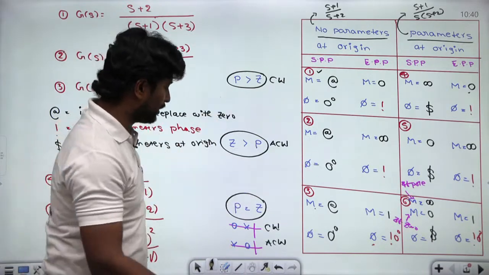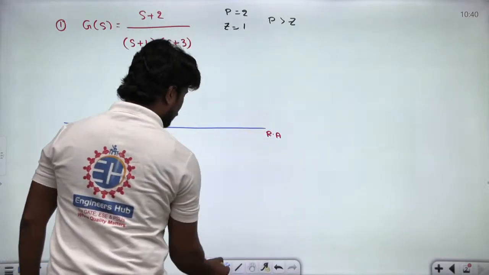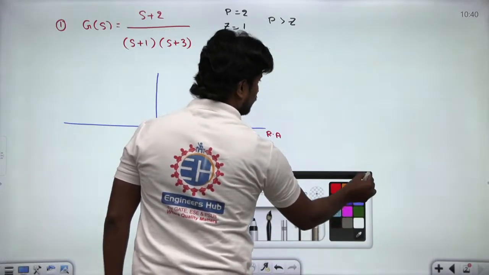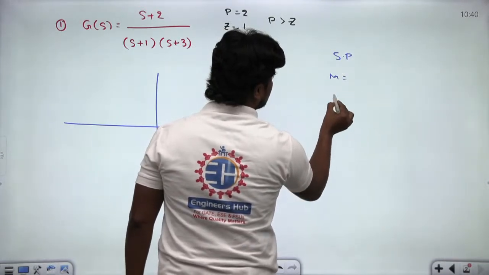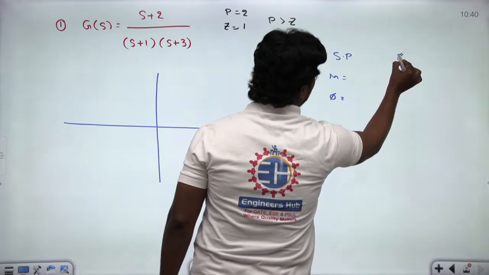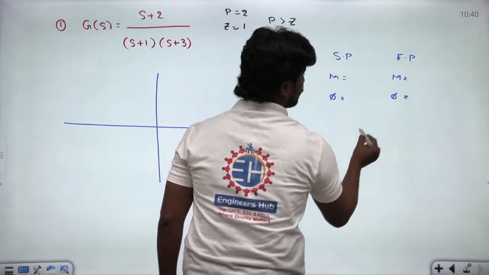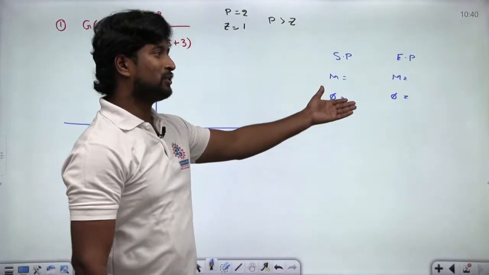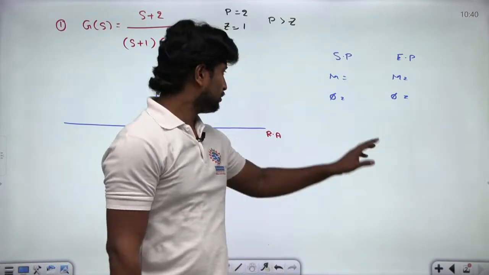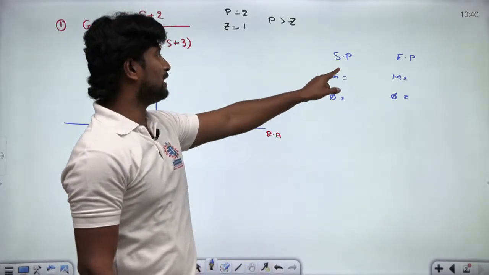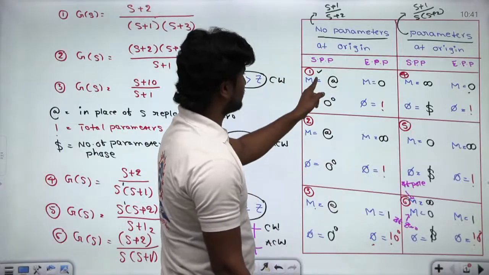That's enough. It's very simple, guys. See carefully. What is the starting point magnitude and phase, and what is the ending point magnitude and phase? Once you practice 3 or 4 questions, no need to write like this. You will be able to draw the diagram directly. Are you clear? Go with the table, guys.